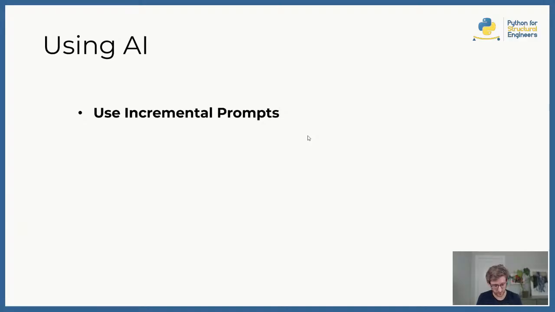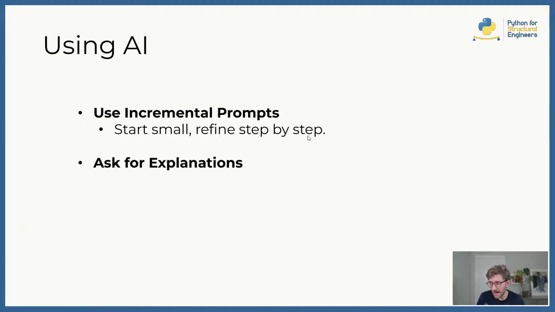But there are some good rules, and that is that you should use incremental prompts. Don't just ask it to write a full program for you. Ask it to write a few lines at a time. So you start small and then you refine it step by step. If you don't really know what you expect from the AI when you ask the prompt, you will most likely get a bad result. So you need to know exactly what you expect, and then it basically just writes the syntax for you. And then when you're learning, ask for explanations.